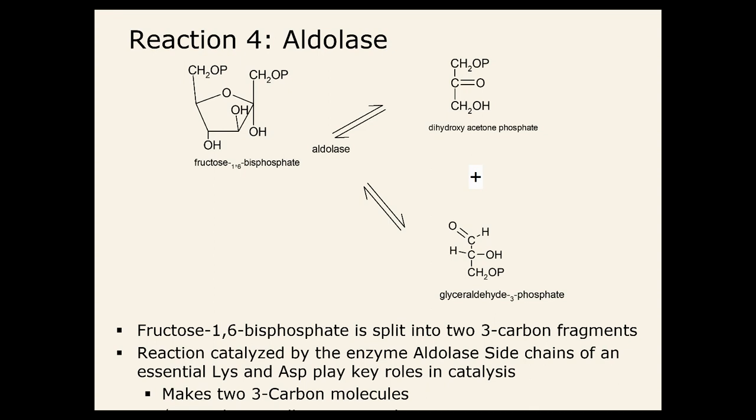Next step, fructose 1,6-bisphosphate. If you notice, it's a supercharged molecule, very charged, kind of cramped with the negative charges. So it's not a big surprise it's going to fall apart into 2 3-carbon molecules, dihydroxyacetone phosphate and glyceraldehyde 3-phosphate. The enzyme here is called aldolase, and some essential side chains like lysine and aspartate play a key role in catalysis. We're not going to look at the specifics on that.